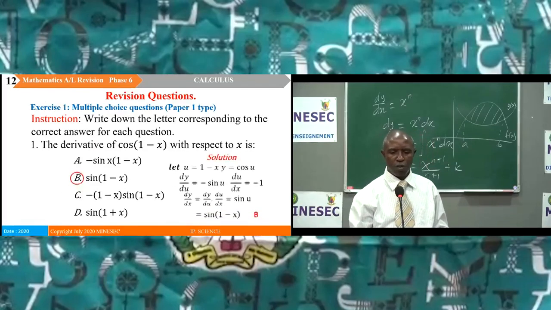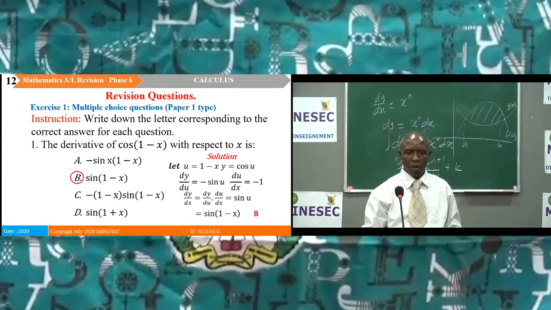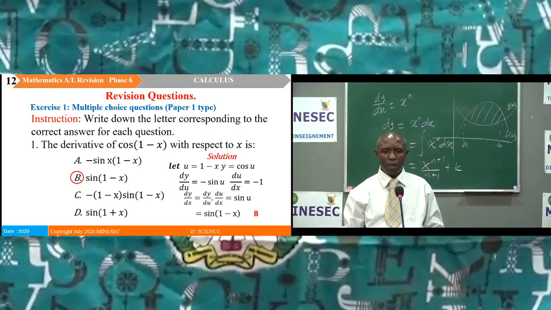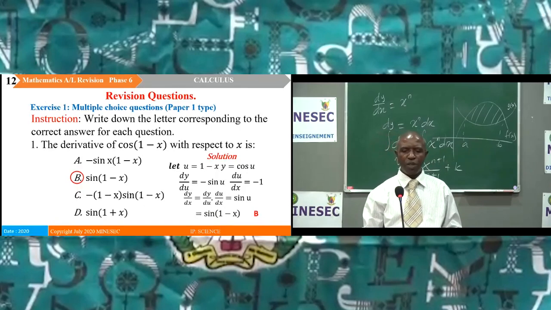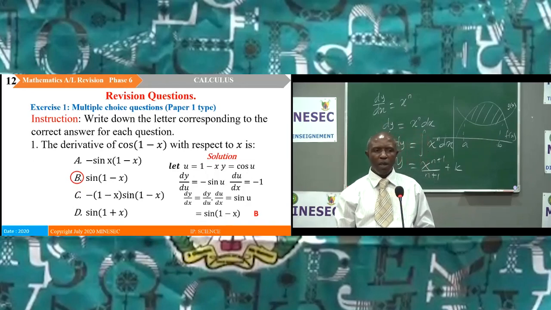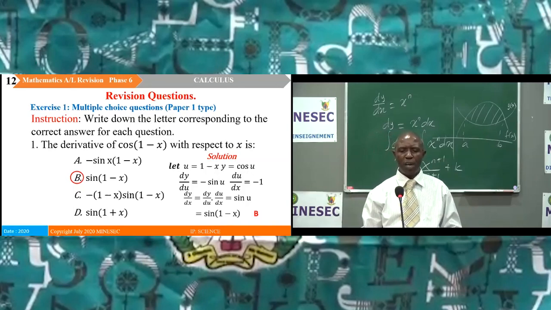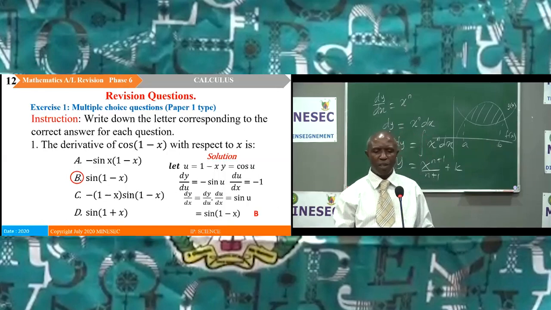Revision questions. Write down the corresponding letter to the correct answer for each question. The derivative of cos(1 minus x) with respect to x is, we have that on the board there, as you see on your screen.